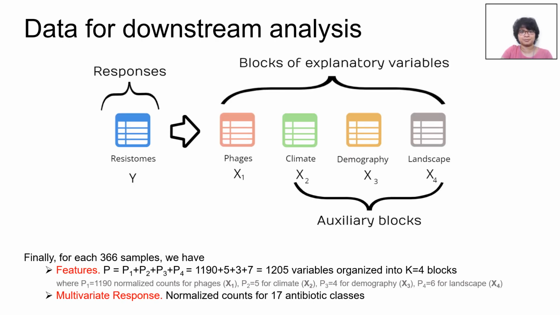The figure here summarizes the block structure in our data. We use the letter P to denote the number of variables and the letter K to denote the number of blocks. We have P1 variables on phages, P2 variables on climate, P3 variables on demography, and P4 variables on landscape. The 4 blocks, or the K blocks, explain our multivariate response.